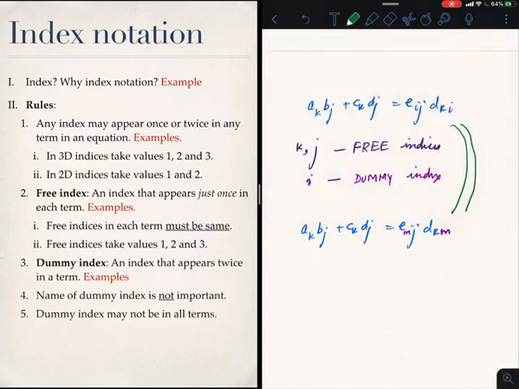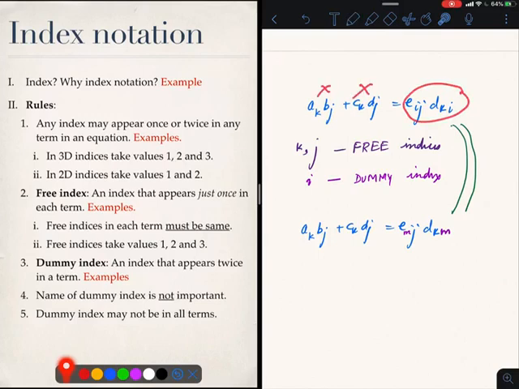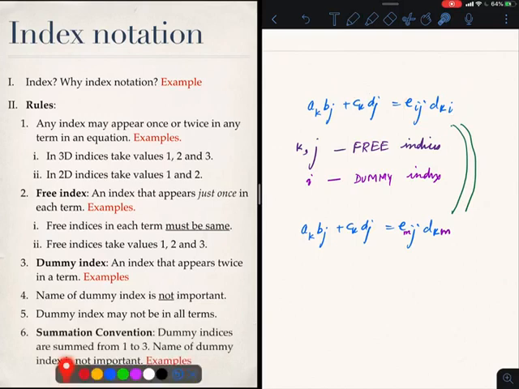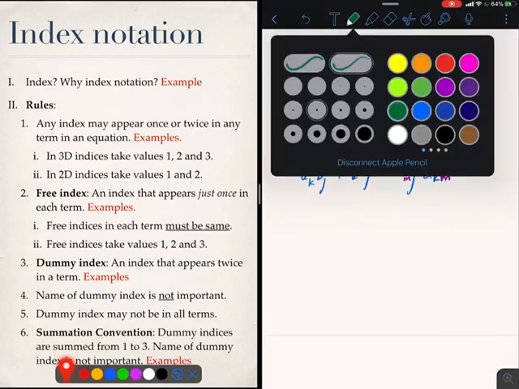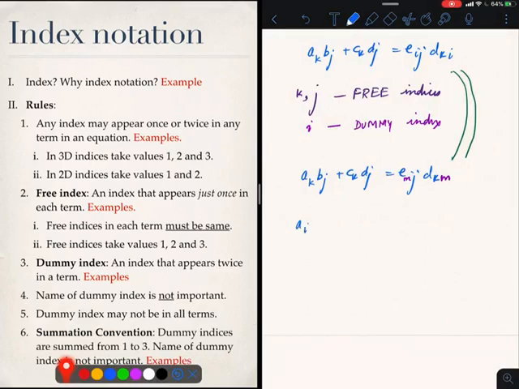So what does this mean? The dummy index may not be in all terms. Over here the dummy index is in this term, but not here and not here, and that is okay. The final thing that we have over here is the summation convention. That's very important. Suppose I have a term like A_i B_i. What does this mean? The summation convention says that the dummy indices are summed from 1 to 3.